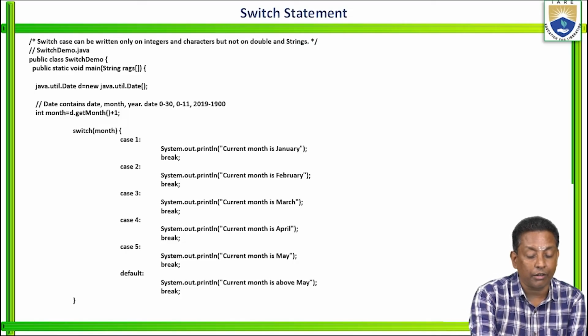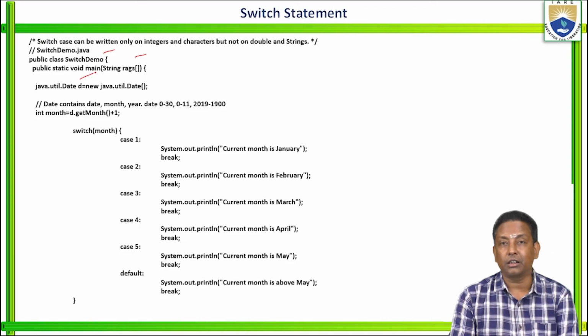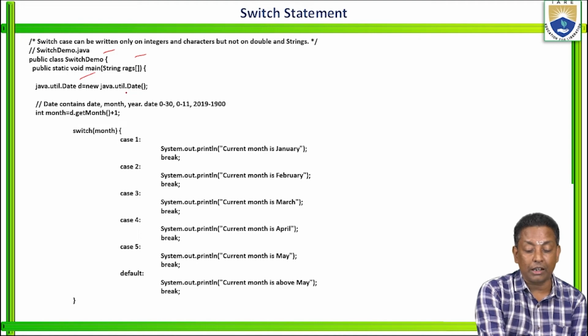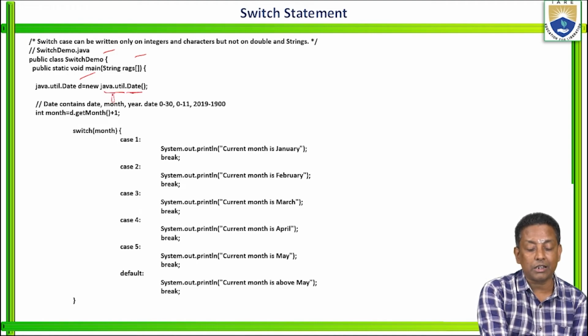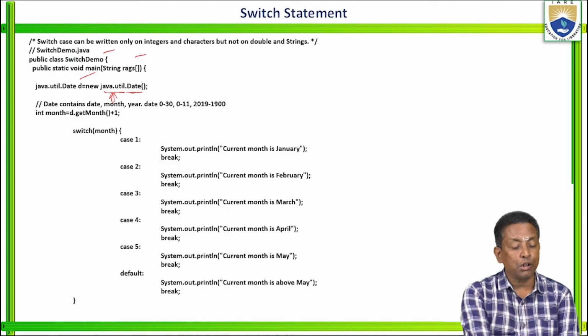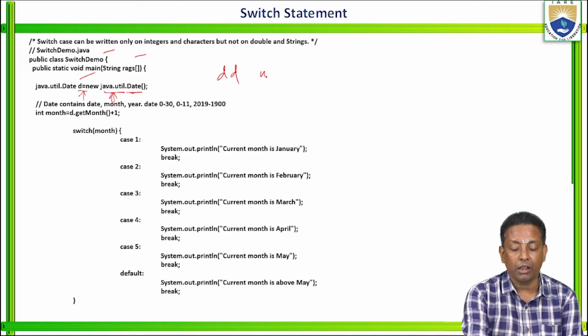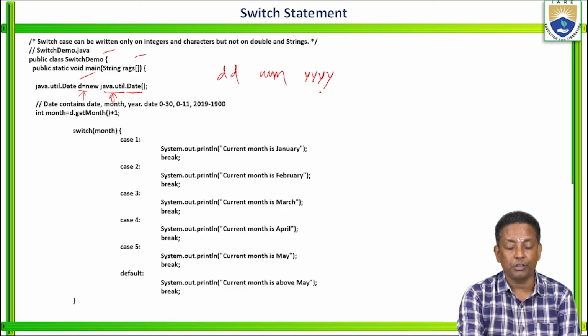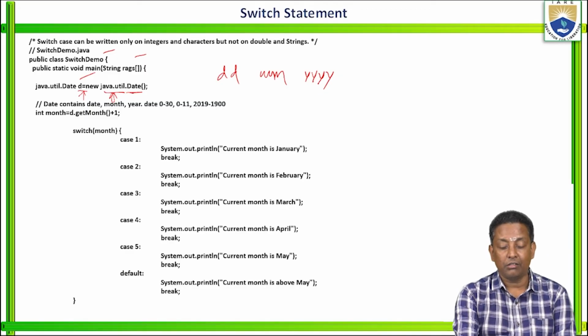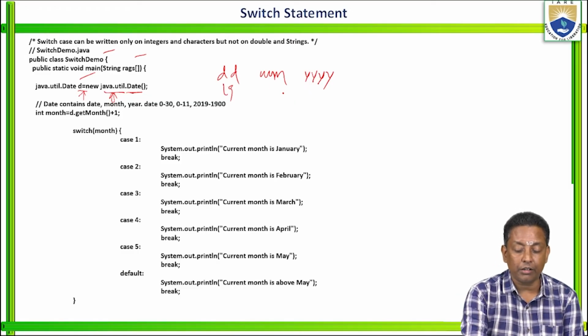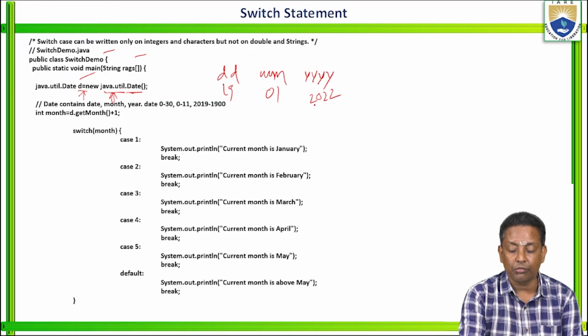So here what I am doing, I have written class name as SwitchDemo, public static void main. I created one date object: java.util.Date d = new java.util.Date. Date is one predefined class in Java that exists in a package called java.util. The moment you create date object, internally date, month, year values will be stored, like 19/01/2022.